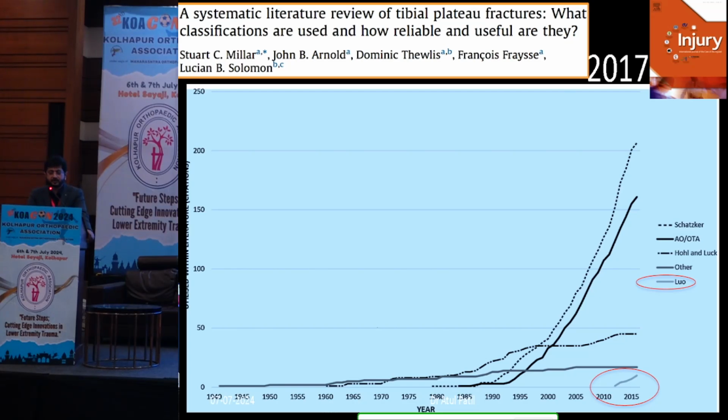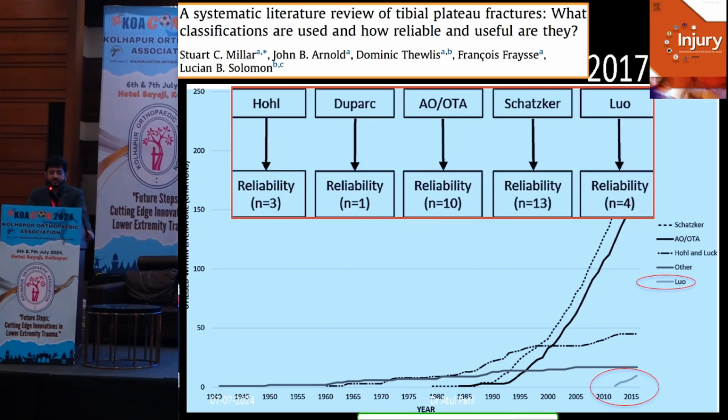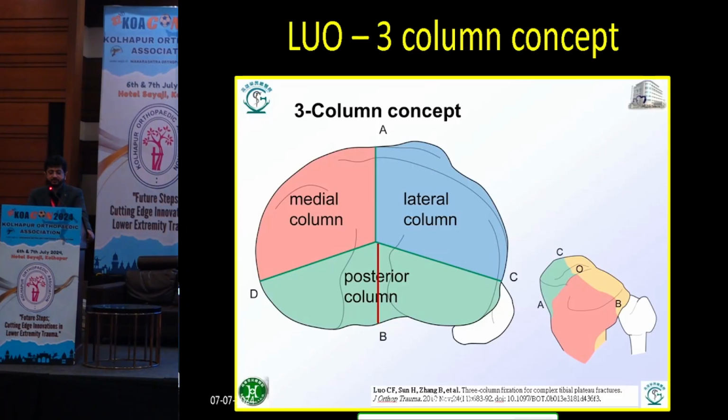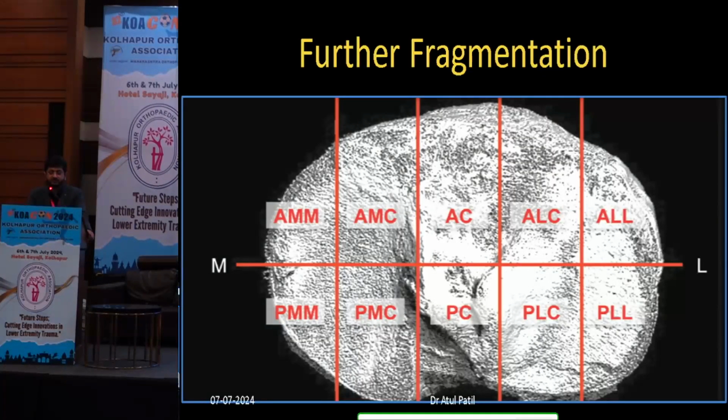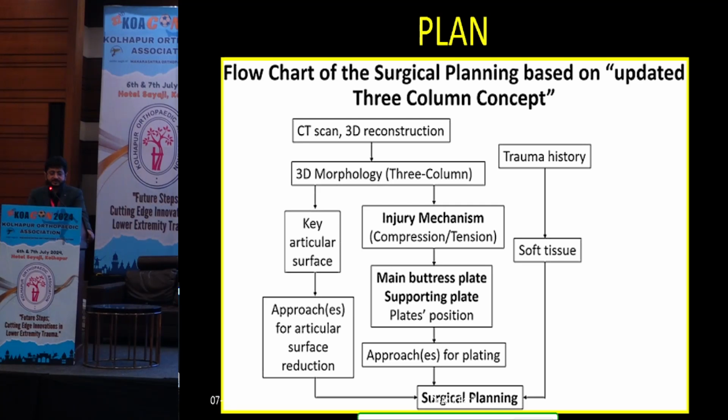As everybody showed, Dr. Milind also showed that now the Leo classification is more important, and now it's Schatzker's and Leo, both combined together, that is more important. So this is the further modification of the Leo classification. This is the plan which is proposed: once you see the fracture or the 3-column concept, the CT scan, 3-dimensional reconstruction, then you have to first identify the key articular surface.